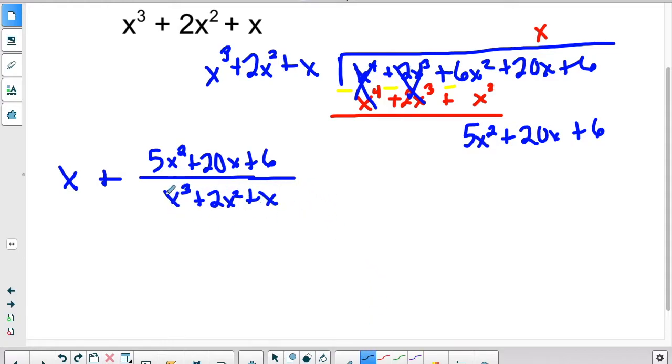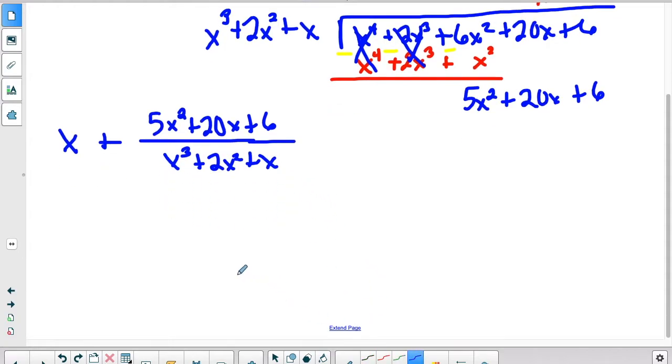Now, the first thing we need to do is factor the denominator. I'm going to do this over here on the side. So x to the 3rd plus 2x squared plus x. Looking at this, when we factor it, we should notice that there is a greatest common factor of x. And we'll factor it out. And when we factor that x out, we get x squared plus 2x plus 1.